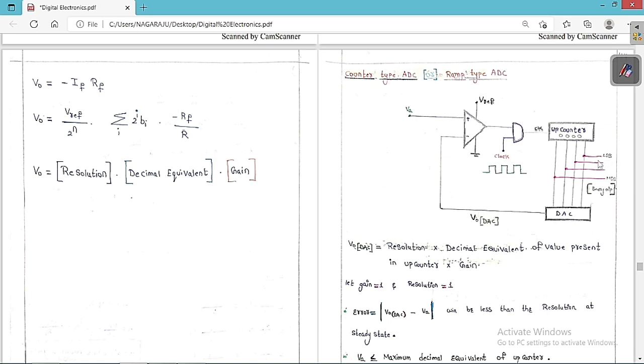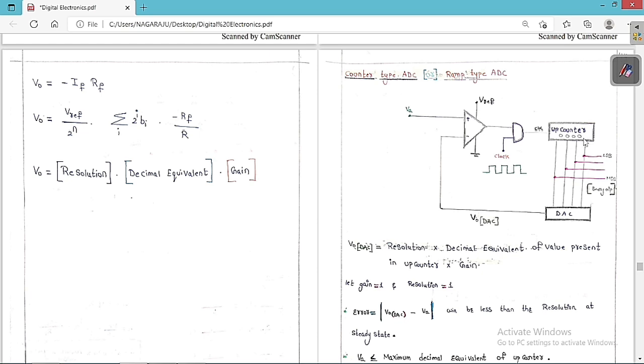It is going to give you the binary equivalent of this analog input voltage. We don't know what the analog input voltage is, we don't know its exact value. So we are trying to figure out, with the help of this circuit, the exact value of this voltage by seeing this up counter result.